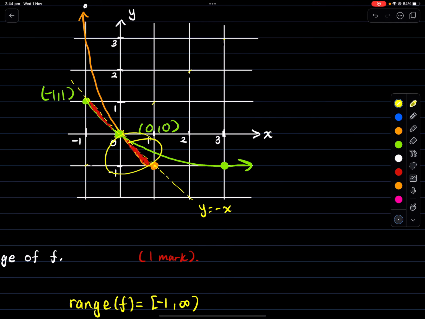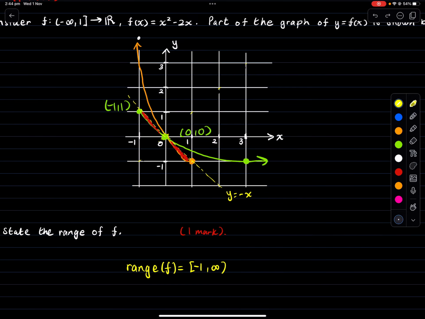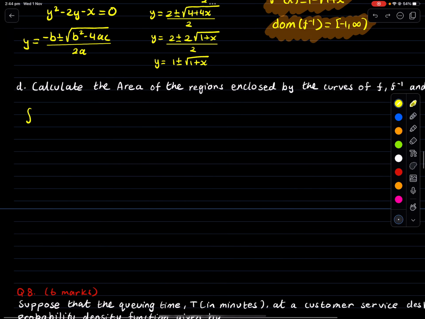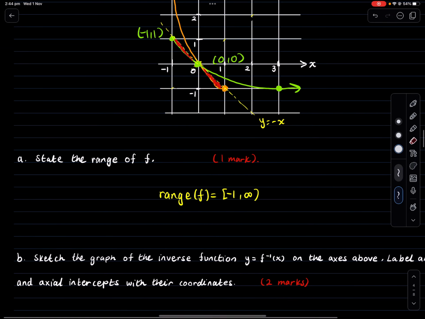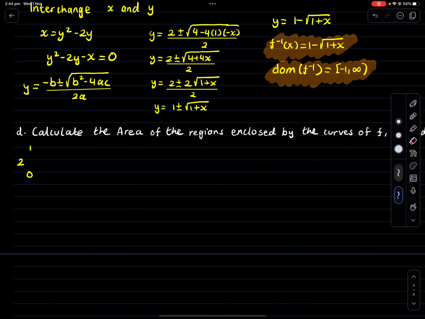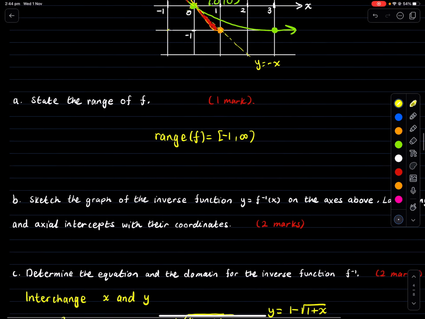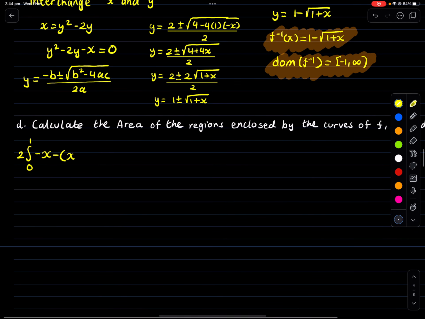So I want to find the area of this because I already know the equation. I already know the inverse, but I'll use just f. It's much easier. So the top function is negative x. So from 0 to 1, and we're going to double it. The top function is negative x, so we're going to say negative x minus f of x, which is x squared minus 2x, dx.